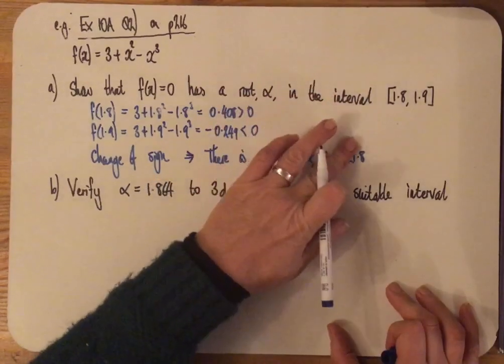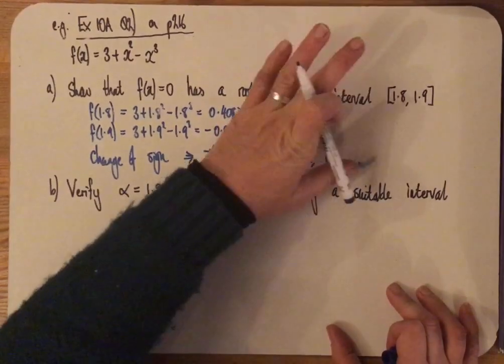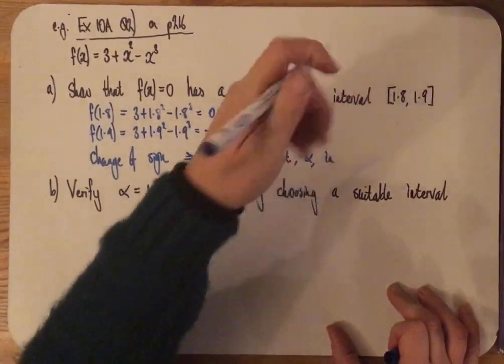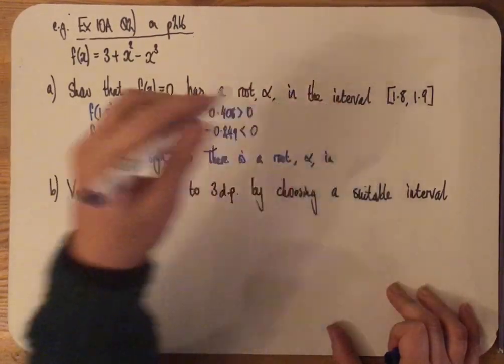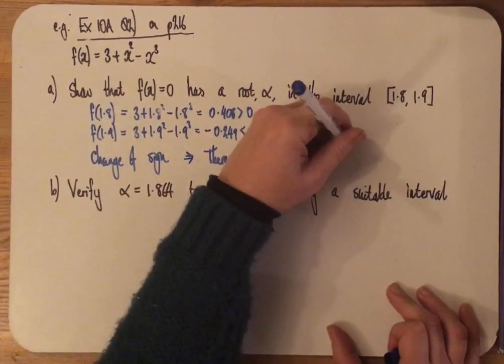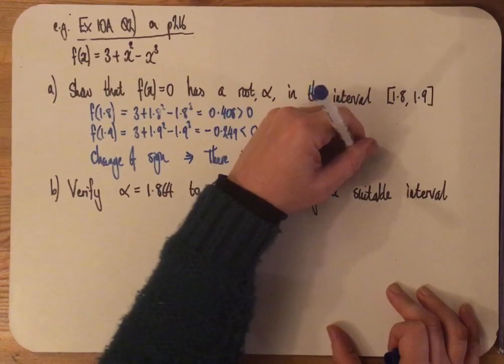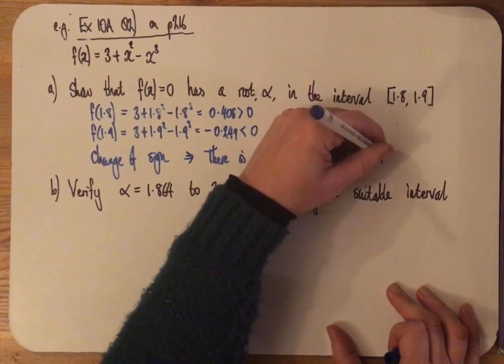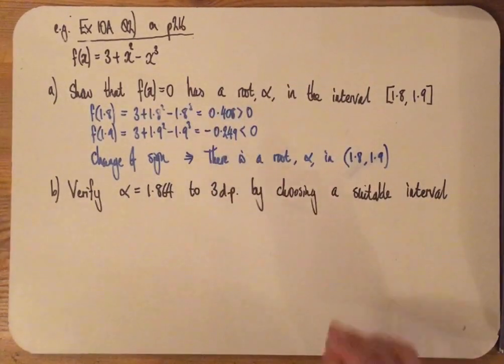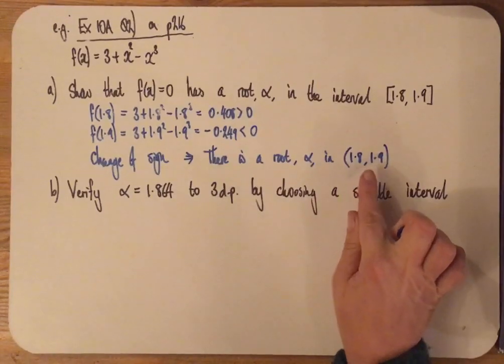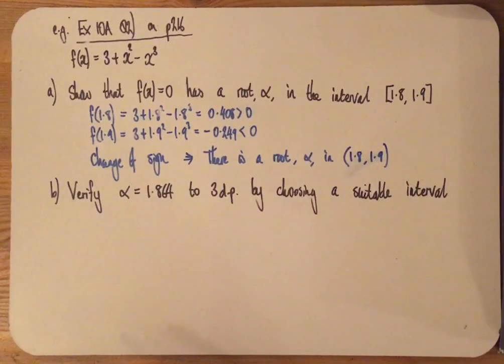I'm going to be really fussy now, because the root isn't actually going to be 1.8, or you'd have got 0 coming out here. So it's actually in that open interval. It's between 1.8 and 1.9. So that means 1.8 is less than x is less than 1.9.